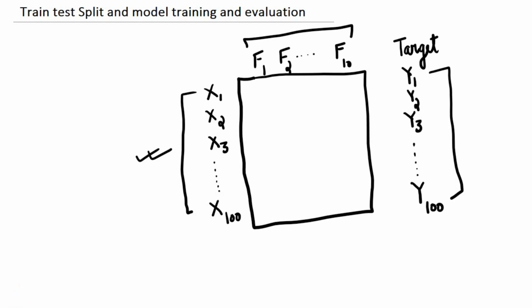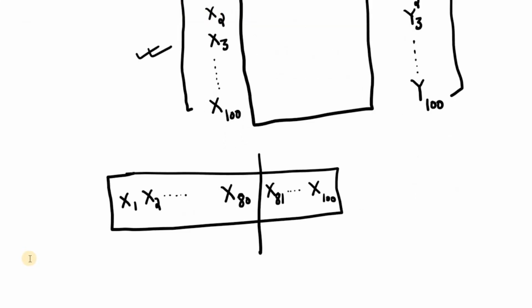So, in short, we do something like this. So we say that the first 80 observations or any randomly selected 80 observations are going to be used for training tasks, and the remaining 20 observations are going to be used for testing. Now we will explain what this train and test means.